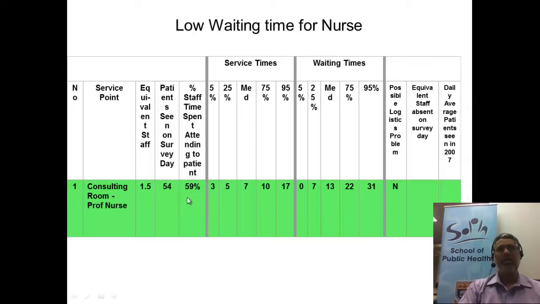Between 50 to 85% is probably fine, depending on the type of service. Below 50%, you would have extra capacity where the staff member could be utilized for other activities. Above 85%, you'd worry that you're getting quite overloaded because there's nothing else you can do in the time except attend to patients. Was there a logistical problem?